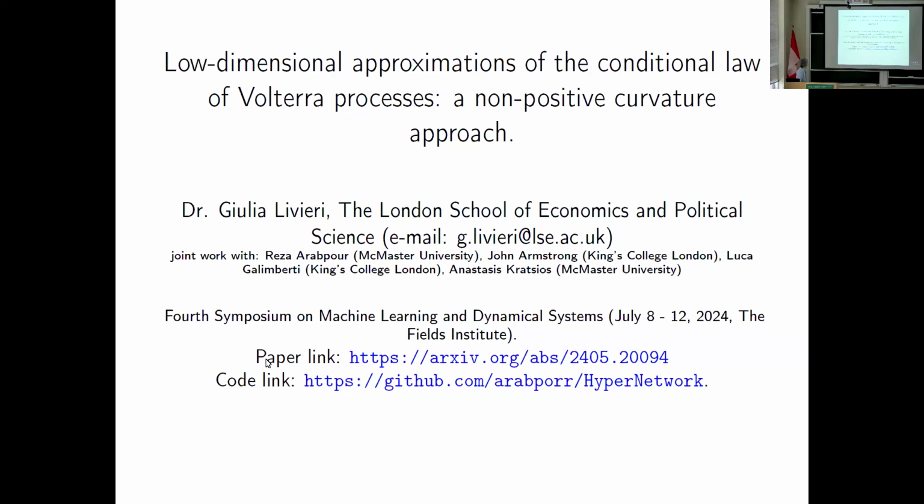It's a joint work with Reza and Anastasis, who are from McMaster University. In particular, I would like to give the credit for the numerical part that I'm going to present to Reza. The other two co-authors are from King's College: John Armstrong and Luca Galimberti. You can find the paper at this link, and the code will also be available at this GitHub link. The title is Low-Dimensional Approximation for the Conditional Law of Volterra Processes, a Non-Positive Curvature Approach.